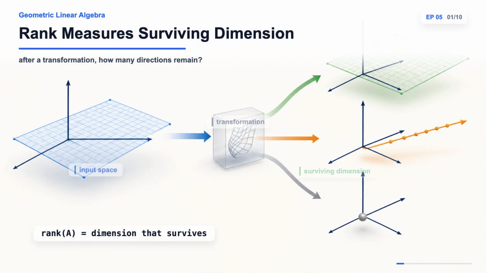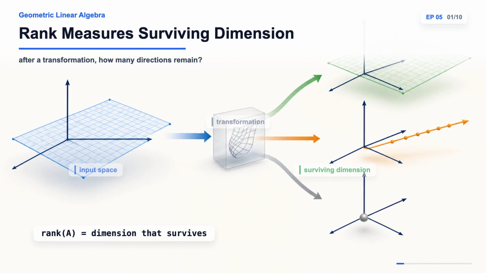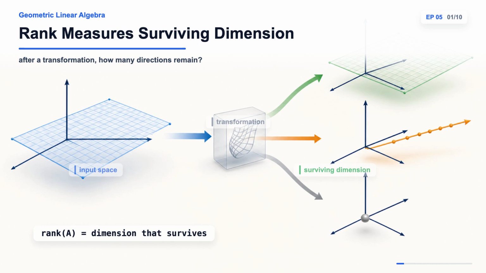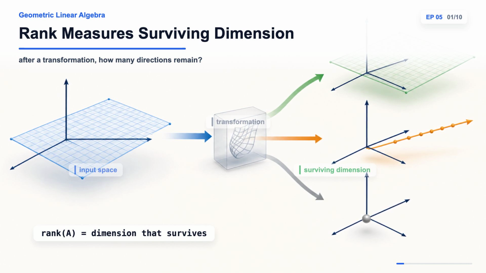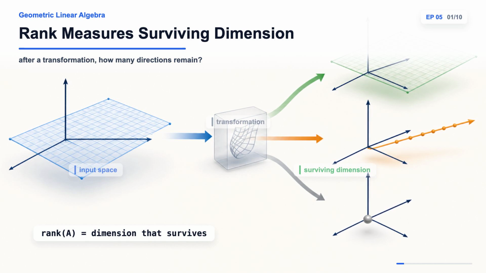In the last episode, the determinant told us whether area or volume survived. Now we ask a more general question. After a matrix transforms space, how many independent directions are still present? That number is the rank. If the plane remains a plane, the rank is 2. If the plane collapses onto a line, the rank is 1. If everything collapses to the origin, the rank is 0. So rank measures the dimension that survives the transformation.